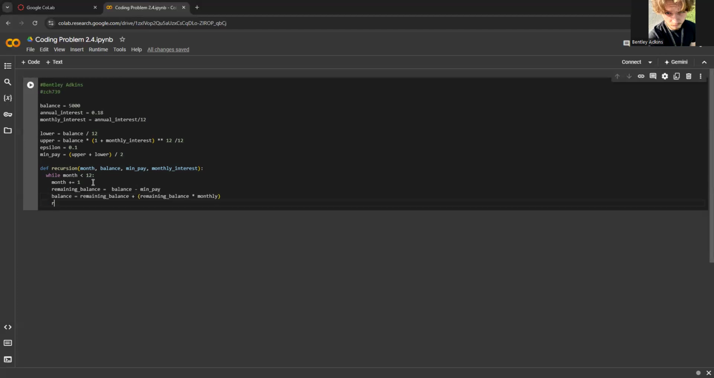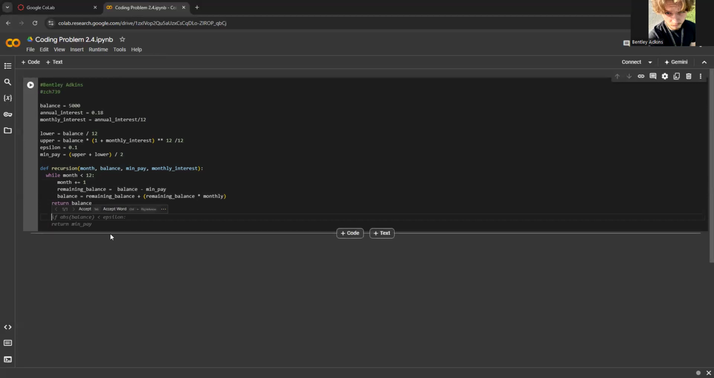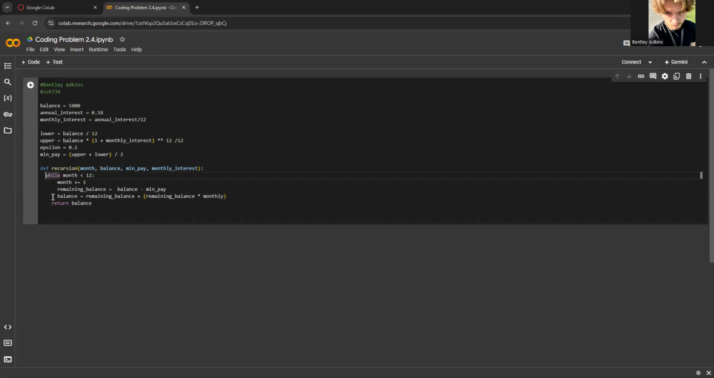And after all that occurs, we will go ahead and return balance. Because we want it just to run and for it to just return. We don't need that inside of the while loop there.